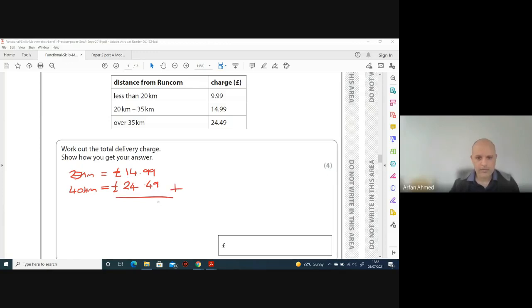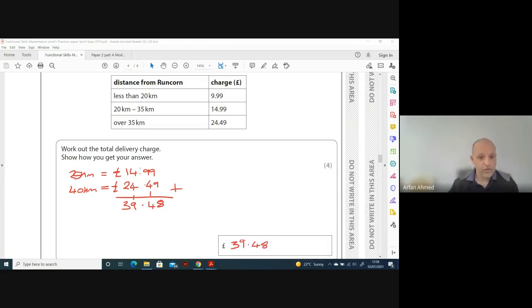9 add 9 gives you 18. Carry the 1. 14. Carry the 1. 9 for that. And 3 for that. You should have got £39.48 as your answer. Yep, there's your 4 marks right there.